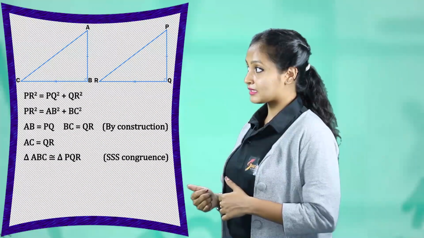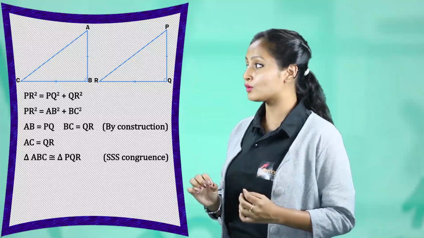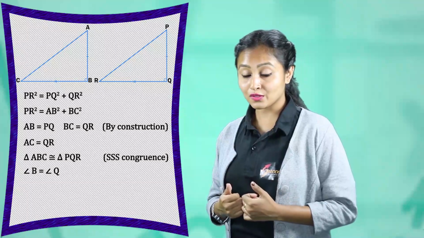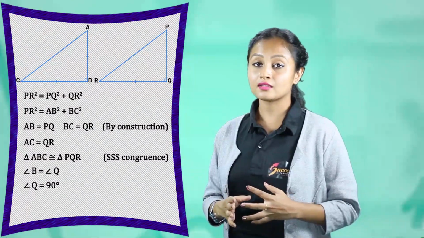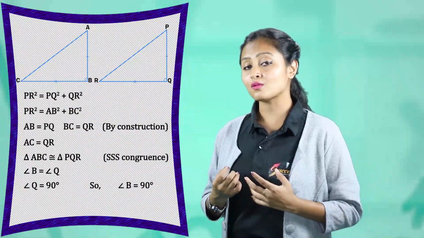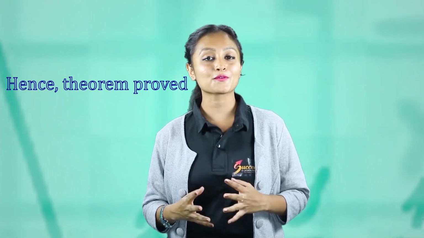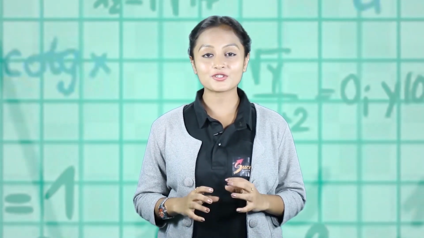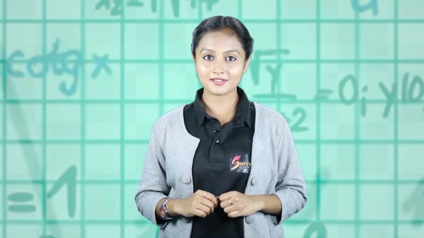Which also implies that triangle ABC has an angle B which is equal to angle Q of triangle PQR. Since we know that angle Q is 90 degrees, this proves that angle B of ABC is also equal to 90 degrees, which says that this theorem is proved. We have come to the end of the chapter Triangles. Now let us quickly recall what we have learnt all through the chapter.